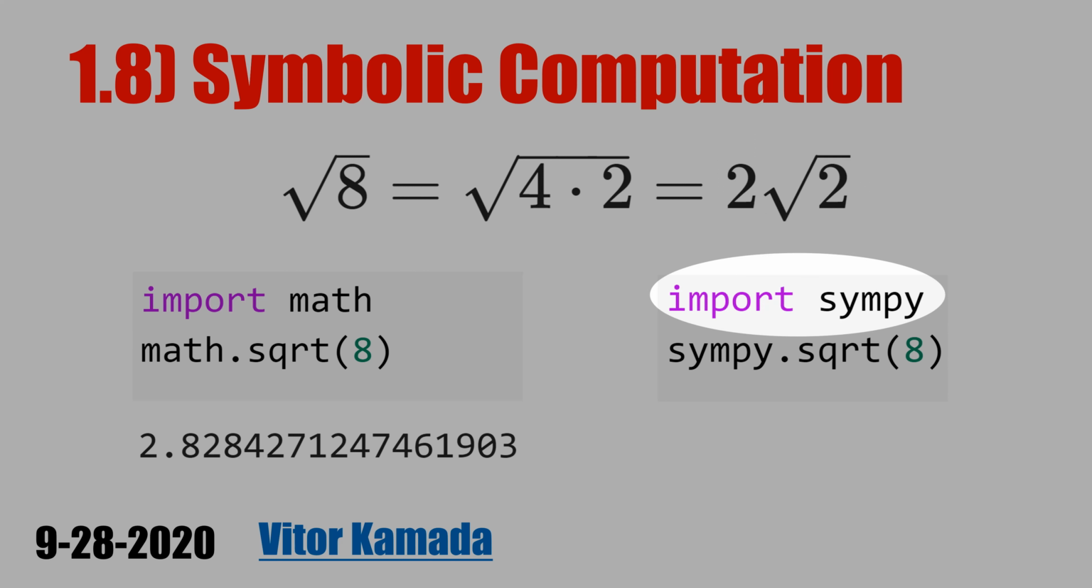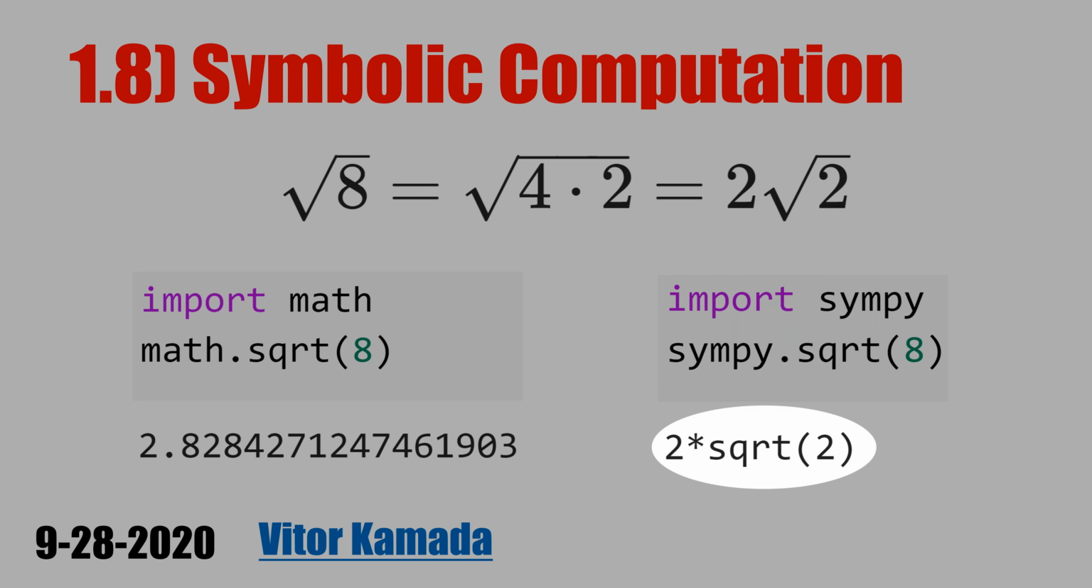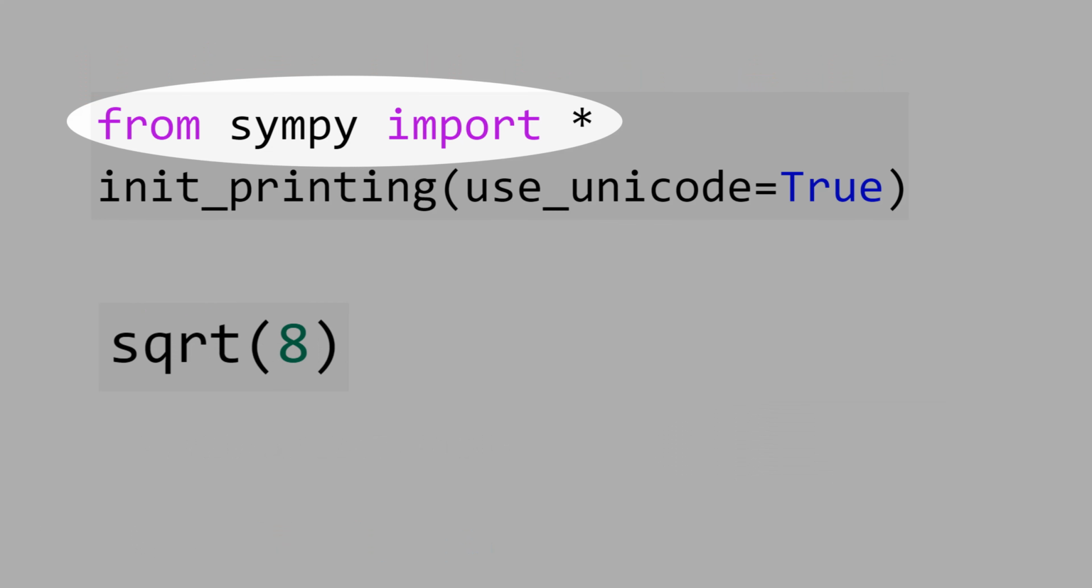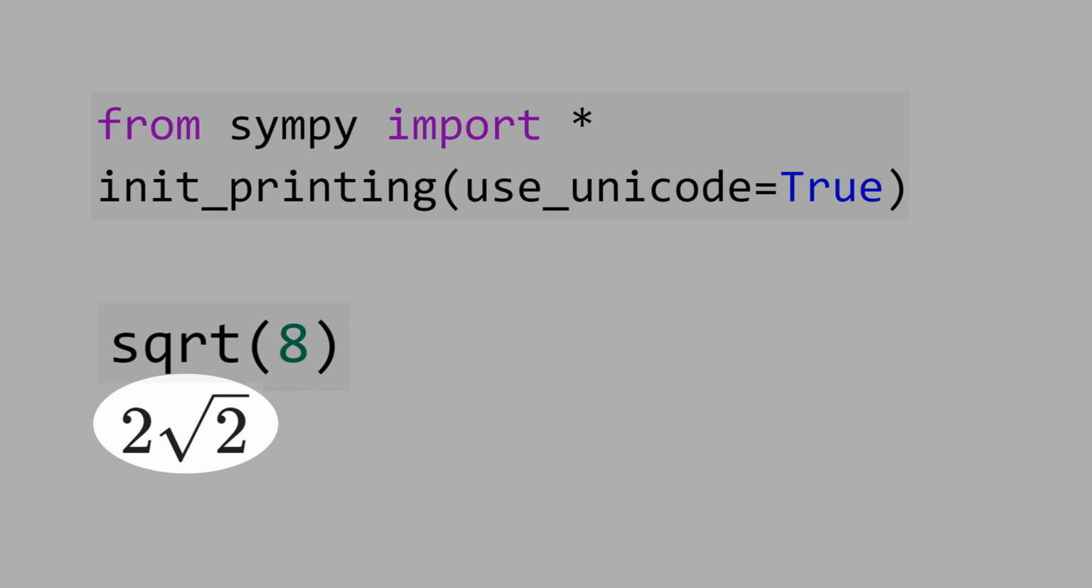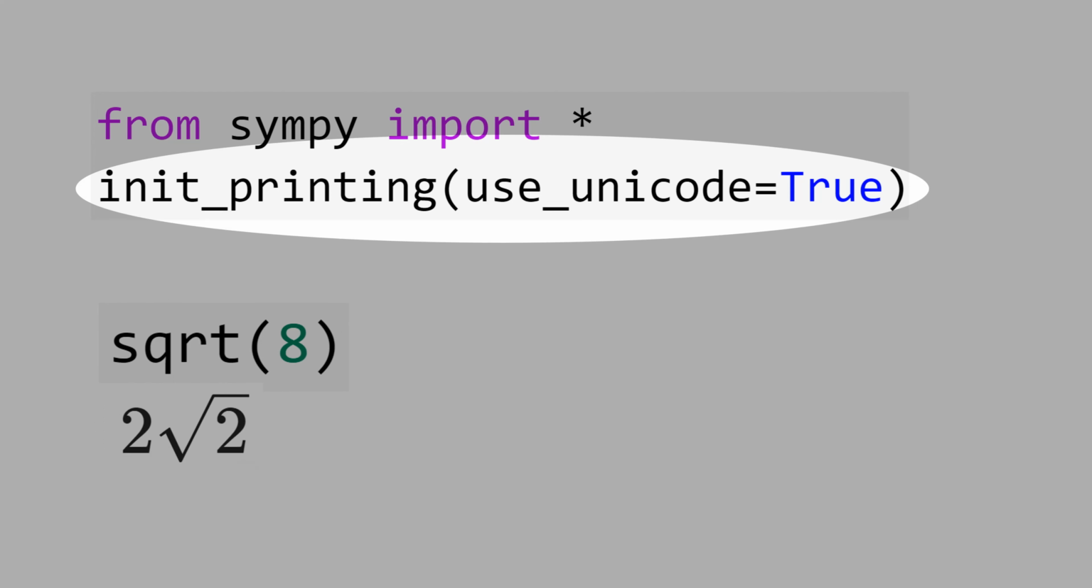Now, let's import SymPy. With this library, we can do symbolic math. Now let's calculate the square root of 8. See that you get 2 times square root of 2. I don't want to keep writing SymPy all the time. Therefore, from sympy import star. Now we can just type directly square root of 8. And you get this result with a nice layout, because we stated init_printing with use_unicode true.